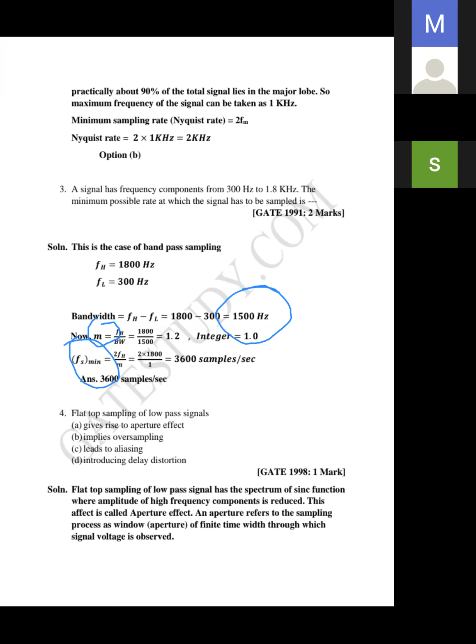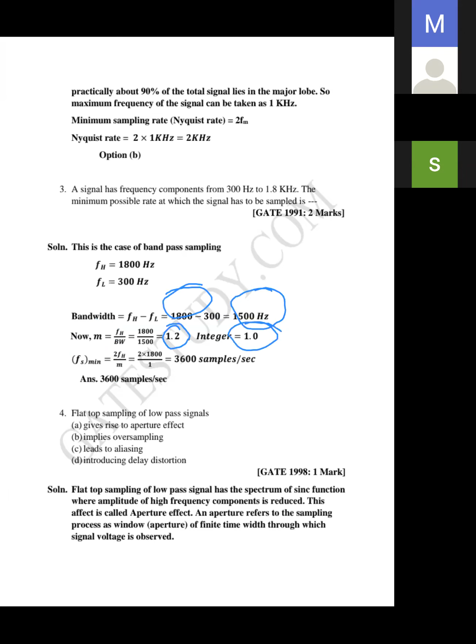Okay, so you need to find the M value. M is given as FH divided by bandwidth, where FH is 1800 and the bandwidth BW is 1500. If we divide these two, we get 1.2. But now we need to round it down to the nearest possible integer, so we get the integer 1.